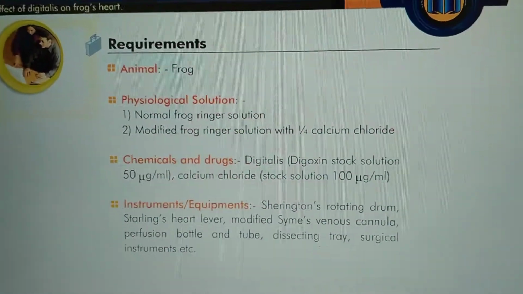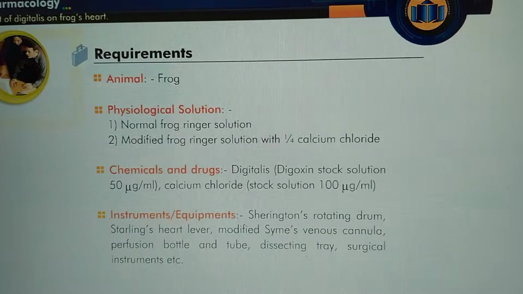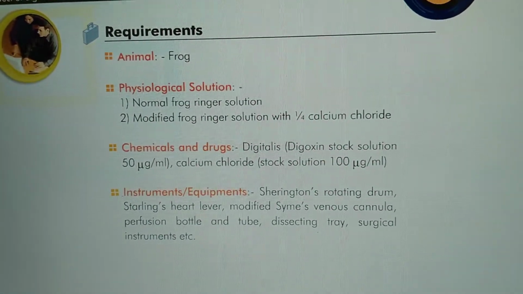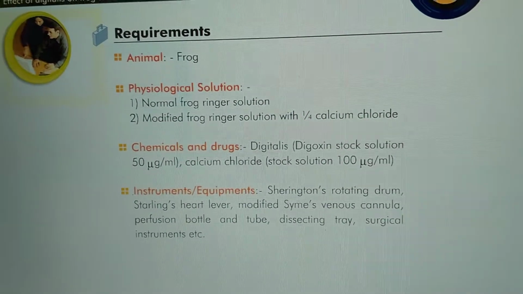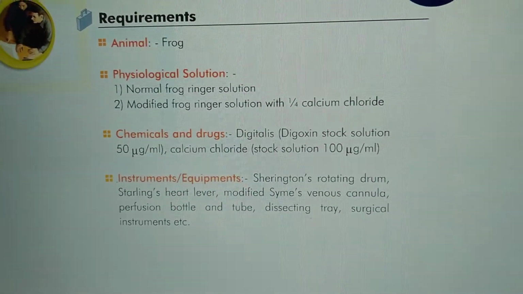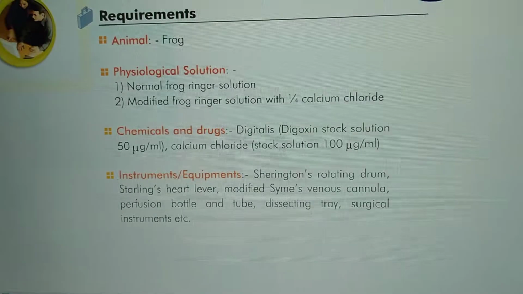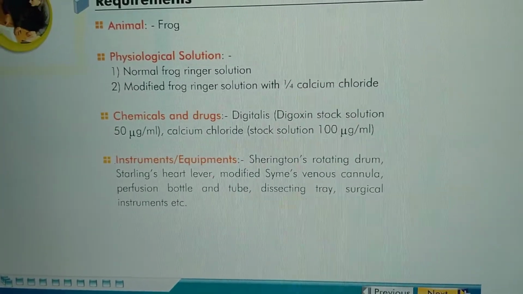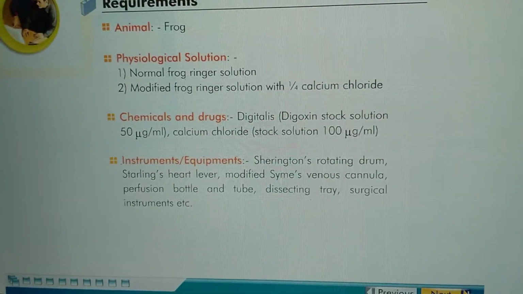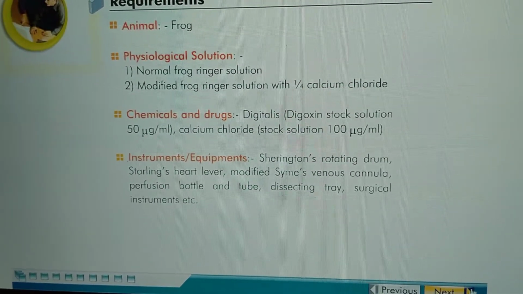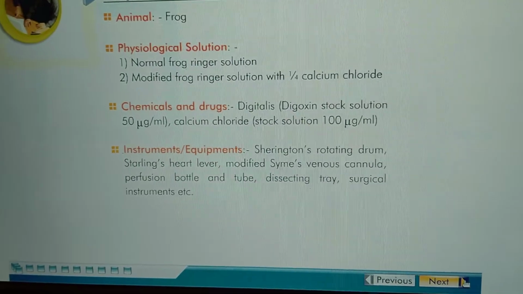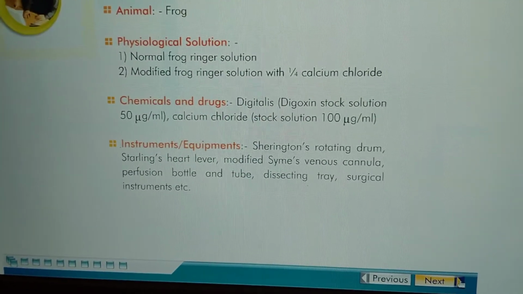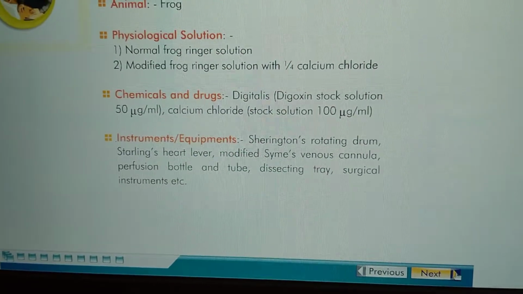Name of animal: frog. The physiological solutions: normal frog Ringer solution and modified Ringer solution containing 1/4 calcium chloride. Other chemicals: drug Digitalis, that is digoxin stock solution 50 microgram per ml, calcium chloride stock solution 100 microgram per ml. All equipment is the same as in the effect of adrenaline on frog heart, like Starling heart lever, Cherrington drum, Simpson's venous cannula, perfusion bottle, tube, dissecting tray and surgical instruments.